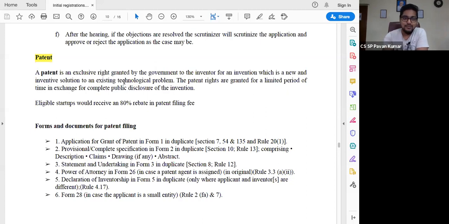Okay. So a patent is an exclusive right granted by a government to inventors for an invention which is new and innovative, a solution to an existing technological problem. Or if there's an existing problem, I find a solution to that problem. So it can be a new invention, or for the existing problem, I find a new invention. The patent rights are granted for a limited period of time in exchange for complete public disclosure.